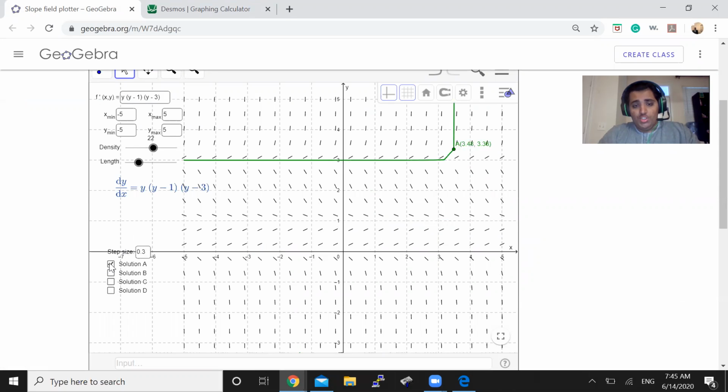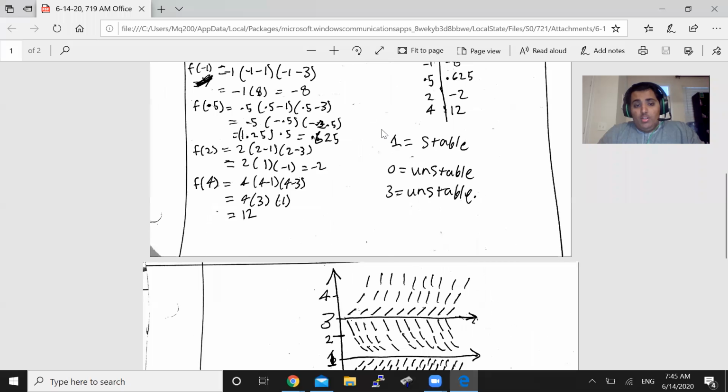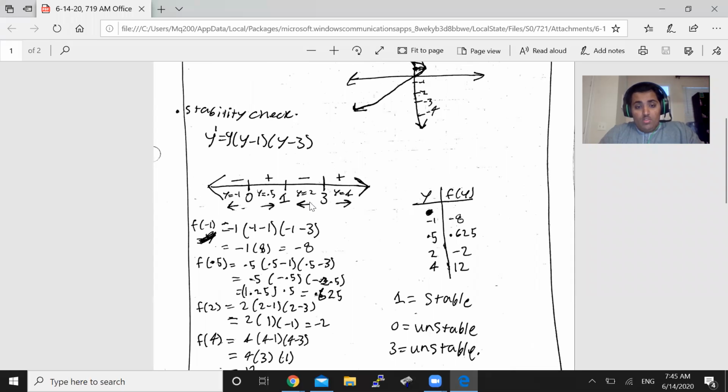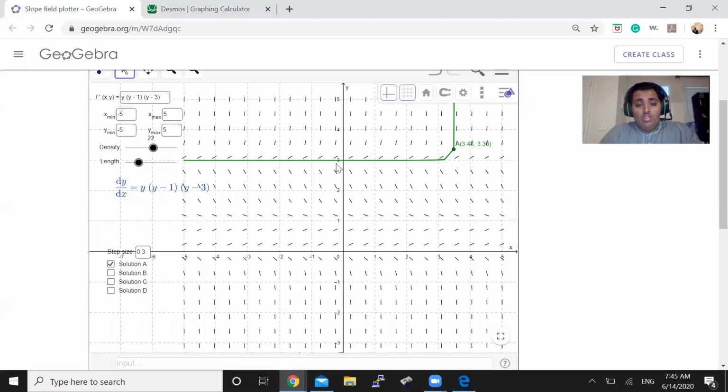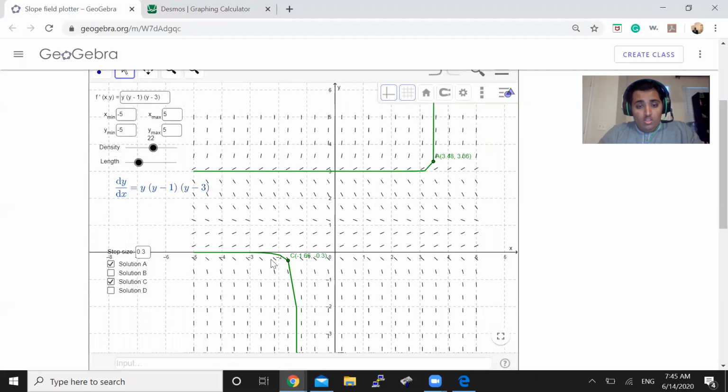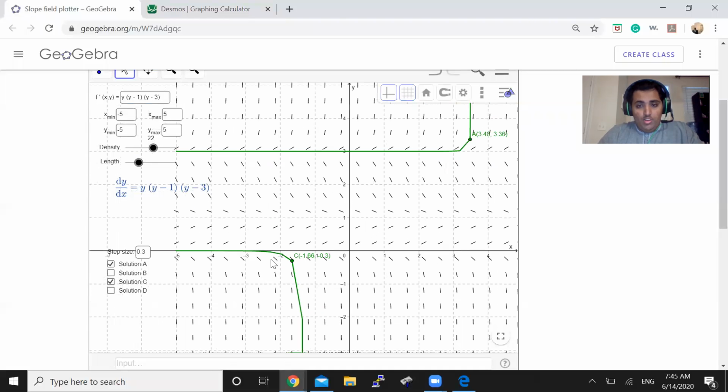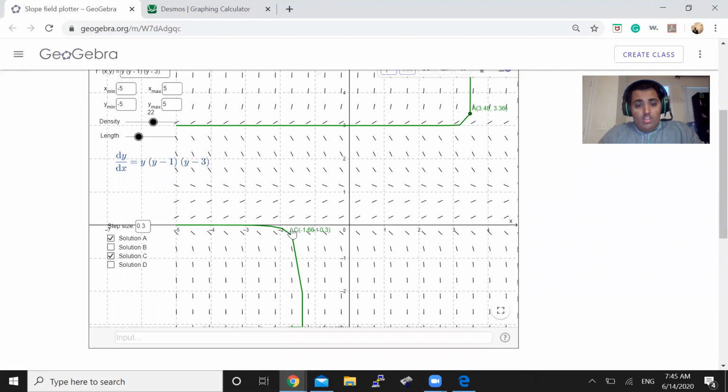Let's see the first solution. See, it goes through 3 because it's a critical point, and they just diverge. That's just to prove how this works. I go back here and look at C. Sorry, at C, it's divergent too. Look, it goes through 0 and diverges away from 0. That's just to show how 3 and 0 are unstable.